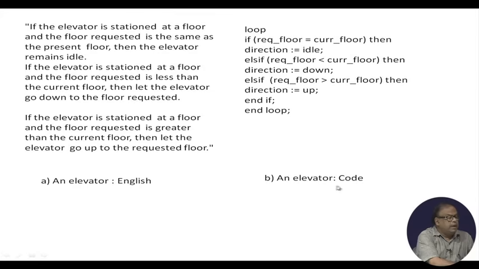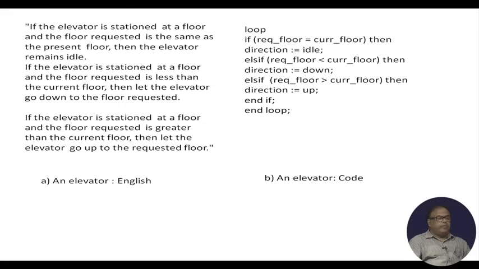The same thing can be described in the form of a simple code, a continuous loop. If the required floor is the same as the current floor, then direction is idle, no direction. Else if requested floor is less than current floor, then direction is down. Otherwise, if requested floor is greater than the current floor, then direction is up, end if, end loop. So, there are three situations: go up, go down or idle.